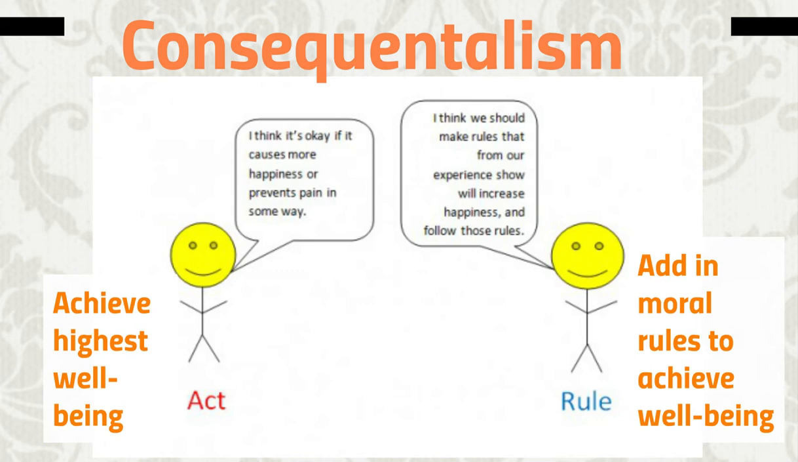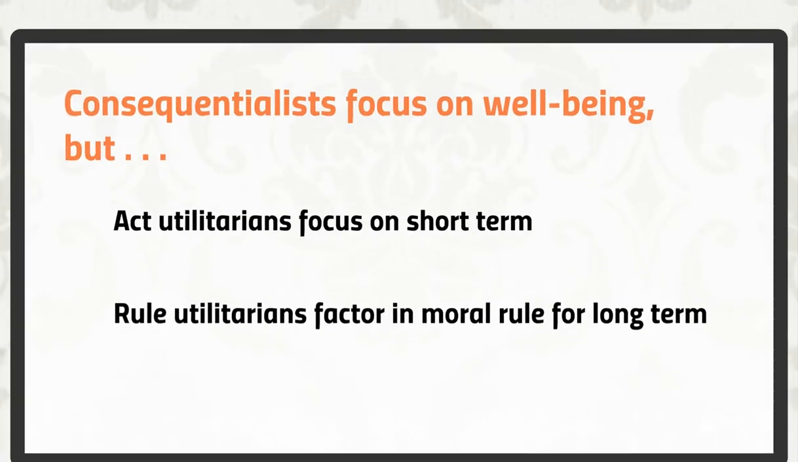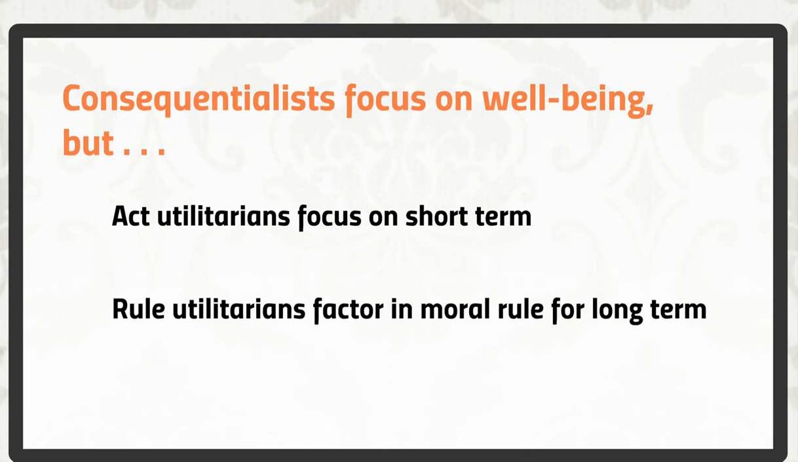So if you think about it, act utilitarians could justify never telling the truth, which would result in great long-term harm, while rule utilitarians mitigate that by emphasizing the benefit in generally telling the truth. So in other words, while consequentialists, both sides, focus on well-being, the act utilitarians focus on the short-term well-being, while rule utilitarians factor in the following of a moral rule for long-term well-being.